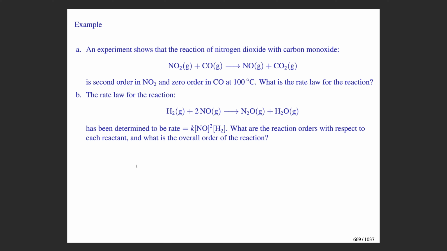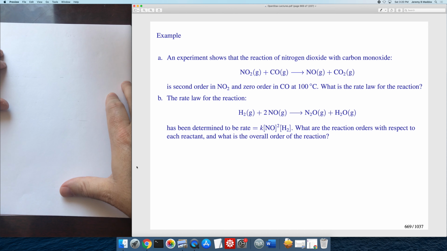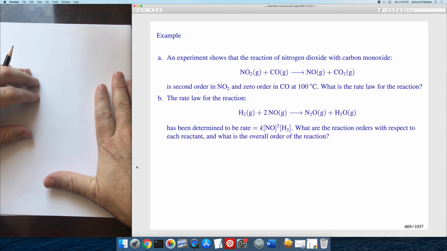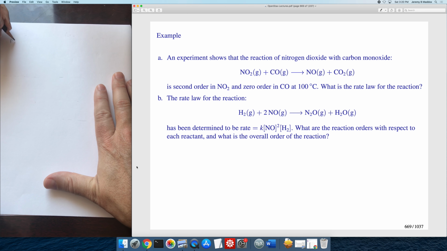Here we're just playing around with the definitions of reaction orders. So in this part A, we've got a reaction, and we're told that this reaction is second order in nitrogen dioxide and zeroth order in carbon monoxide. Write the rate law. Rate will be equal to some rate constant.